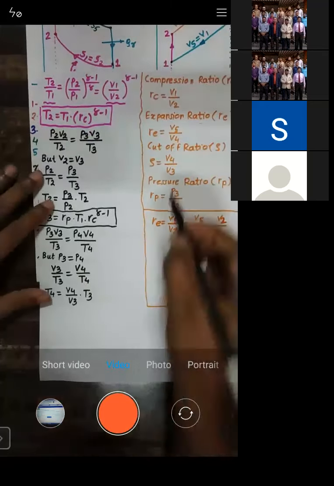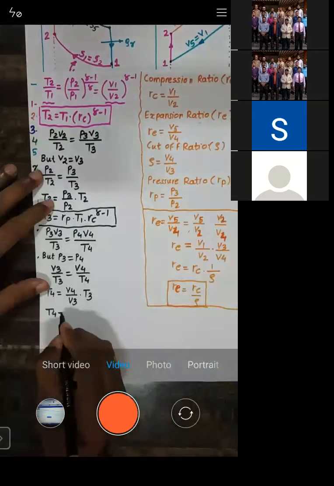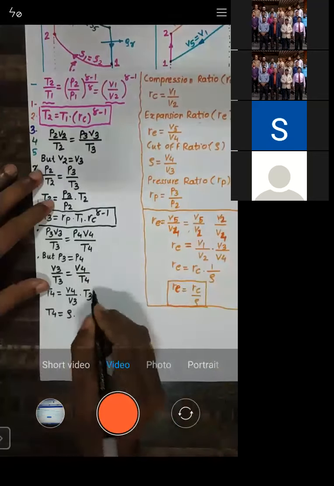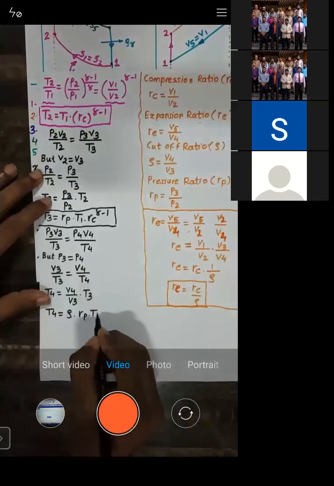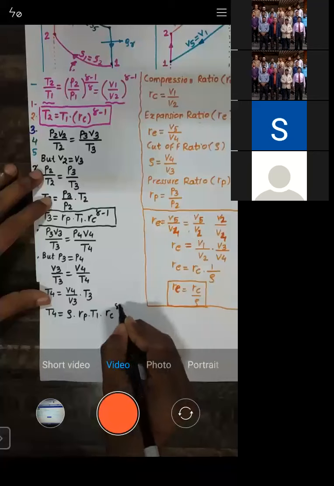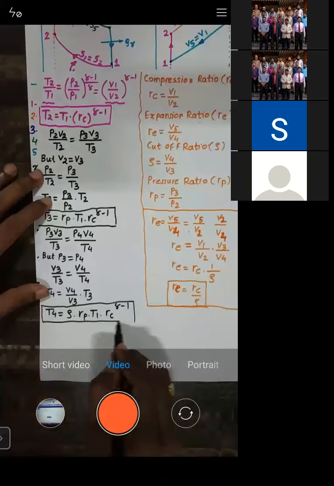Now let us check what is V4 by V3. V4 by V3 is rho. So T4 is given by rho into T3. Now this is the value of T3, so that is rho into RP into T1 into RC raised to power gamma minus 1. So this is the value of T4 we got.